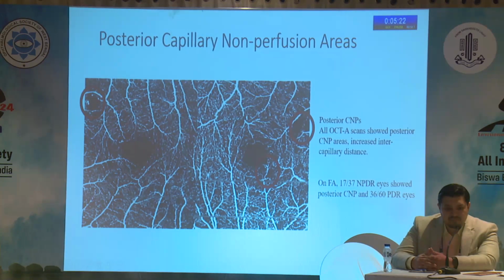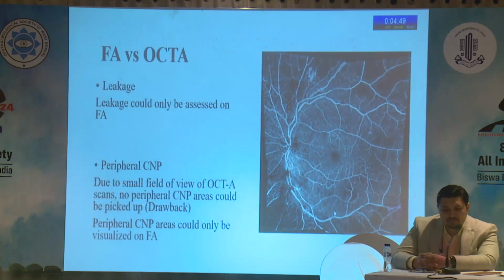Now what happens is that because in FA we are not able to see and quantify, we really don't pay so much attention when we talk about FFA. But when these posterior capillary non-perfusions are quantified, we can see that the larger the posterior capillary non-perfusion, the higher the chances of diabetic retinopathy progression. So in our study, we found that in NPDR, we had a lesser number of eyes with posterior CNPs, and as we go on to PDR, we had a higher number of eyes with posterior CNPs.